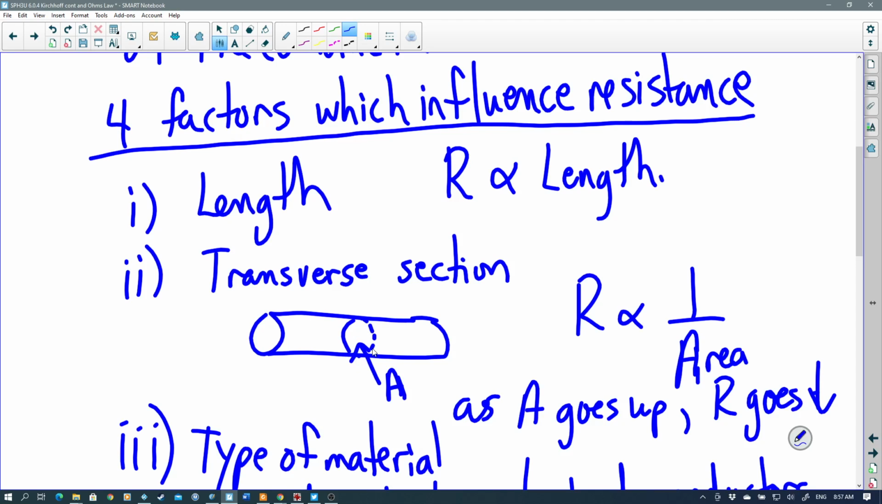The area of the transverse section is also going to affect the resistance. So basically, the wider the wire, the less resistance there is, and the narrower the wire, the more resistance there is. So the resistance is proportional to 1 over the area. As the area increases, the resistance decreases. As the area decreases, the resistance increases. So that's an inverse proportionality. We've talked about inverse proportionalities before.